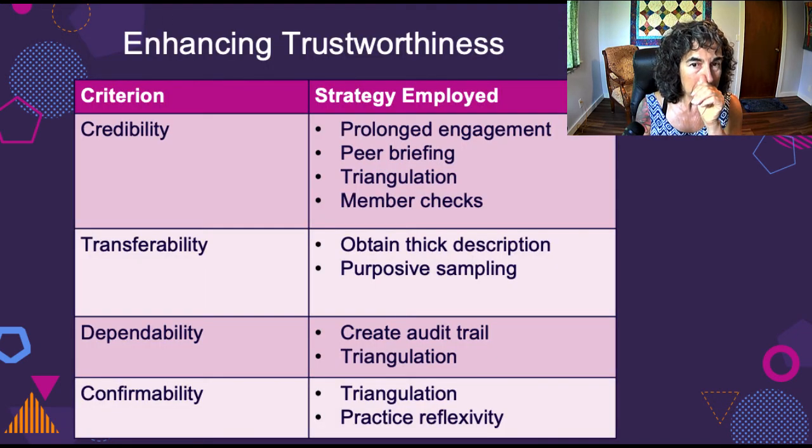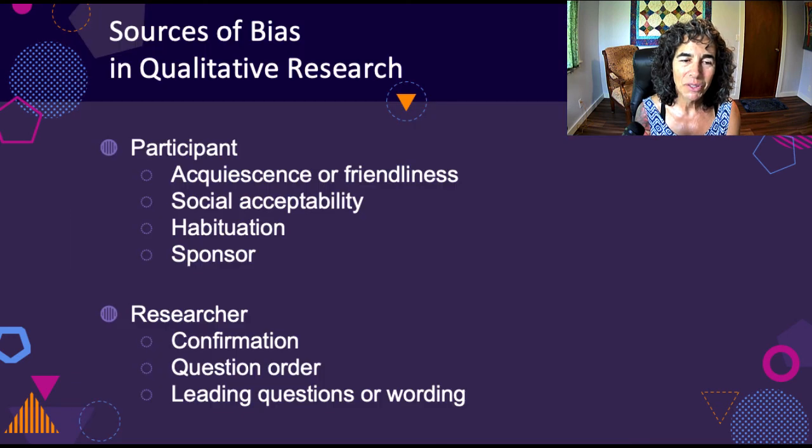So here is a way of enhancing trustworthiness for each of the 4 types: credibility, transferability, dependability, and confirmability. For those of you that like charts.